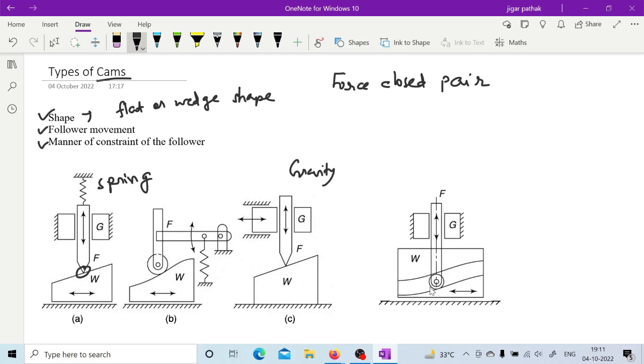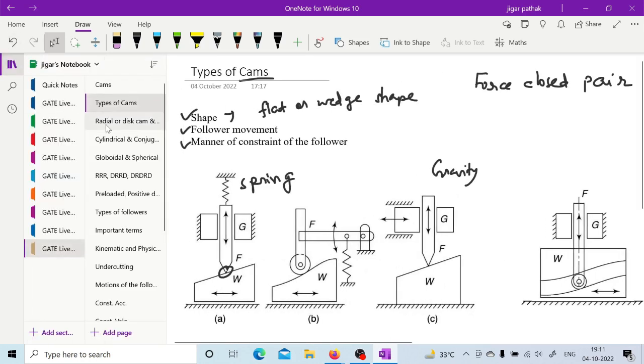And here what they are using is a positive kind of contact between cam and follower, so there is no need of a spring. There is a slot in which this roller is moving, and according to that we will get the follower motion. So this is how you have the various types of cams based on the shape of the cam.